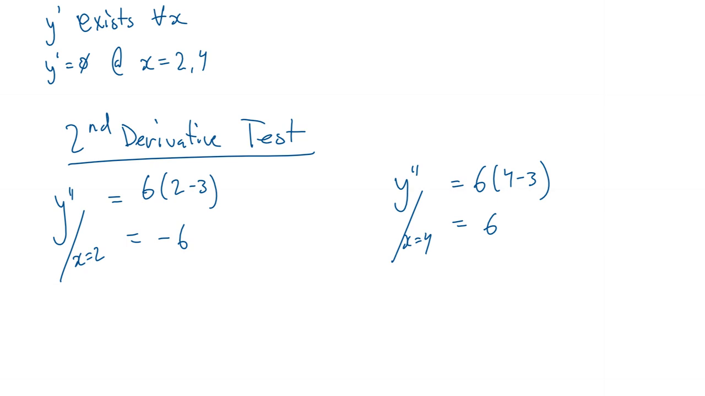So what? How do we interpret this? I found my critical values and subbed them into the second derivative. Nasir, what do you think? Since it's a negative value at x equals 2, that means it's going to be concave down. Very good. The second derivative is negative in that location, so the function is concave down.